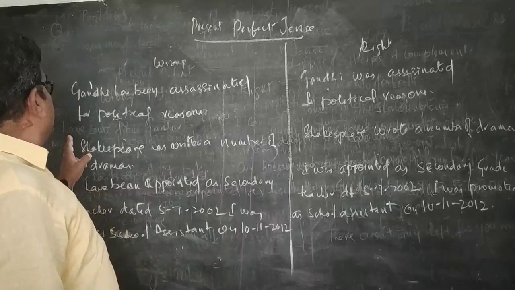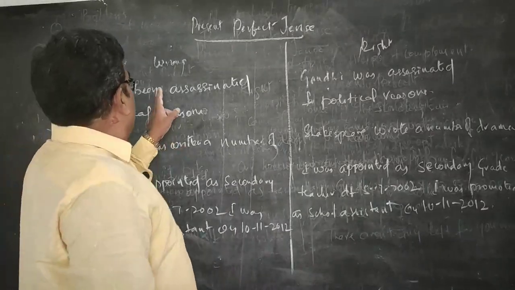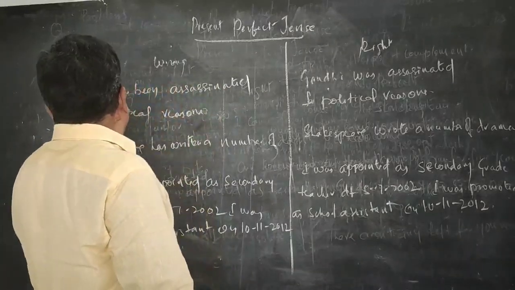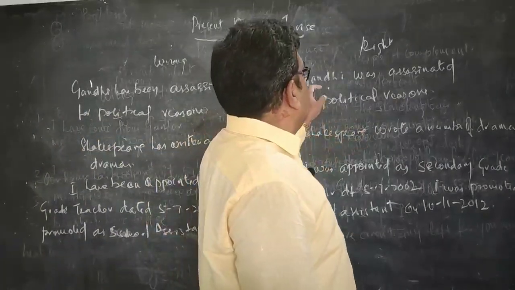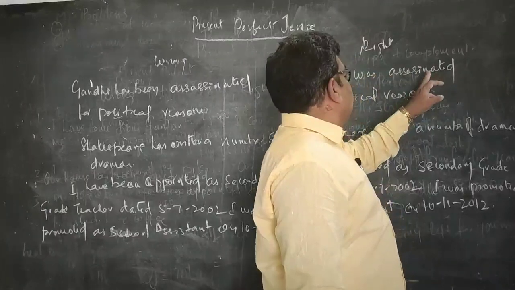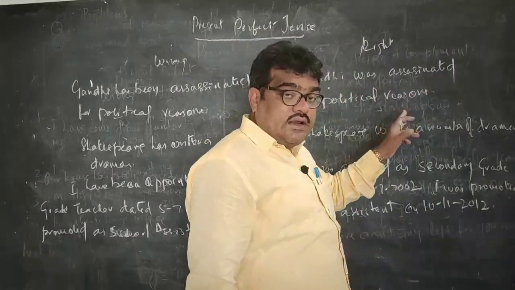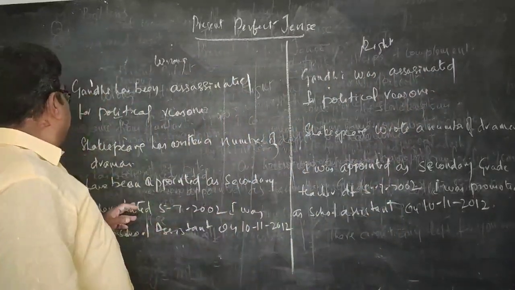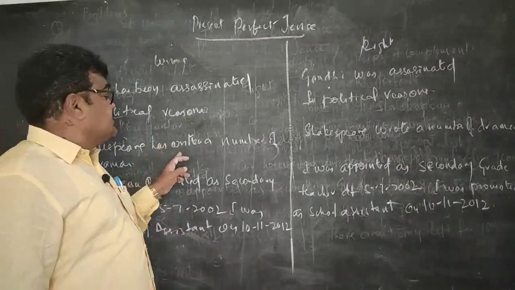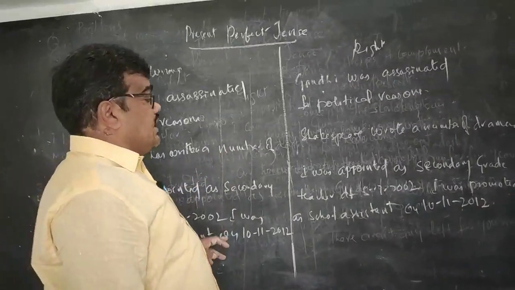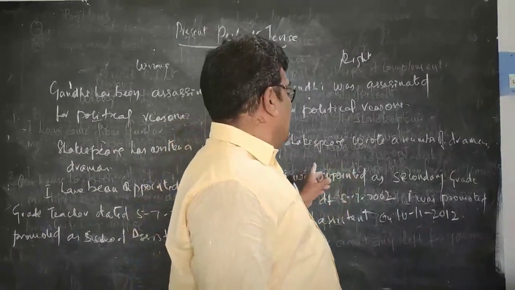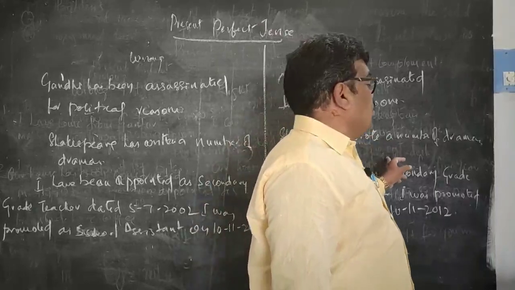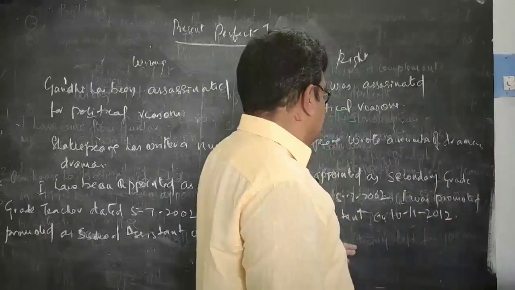See here once again, Gandhiji has been assassinated for political reasons. You have to use simple past. Gandhiji was assassinated for political reasons. In the same way, Shakespeare has written a number of dramas. Because he is no more, we have to write in simple past. Shakespeare wrote a number of dramas.